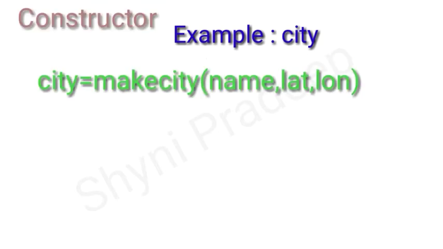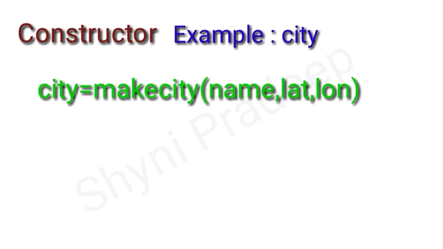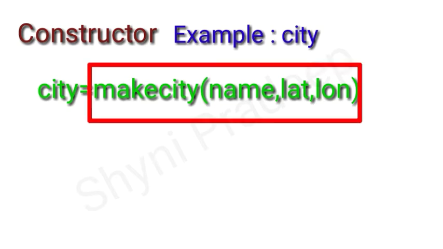Let us see an example for constructors and selectors. Let us assume you have an abstract data type called city. The city object will hold the city's name and its latitude and longitude. To create a city, you would use functions like city = make_city(name, latitude, longitude). Here make_city with name, latitude, longitude is the constructor which created the object city.